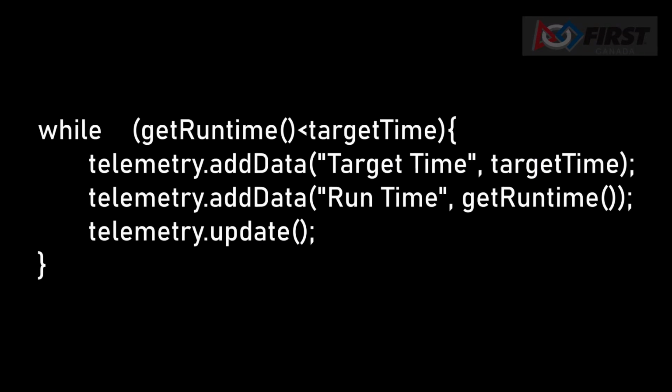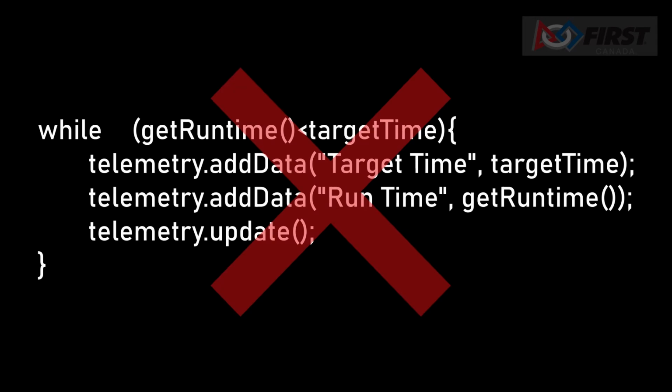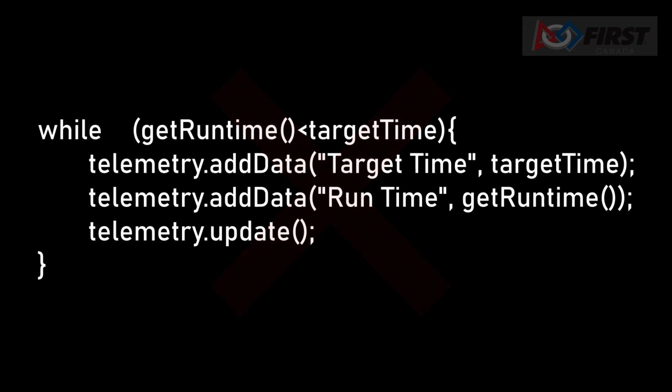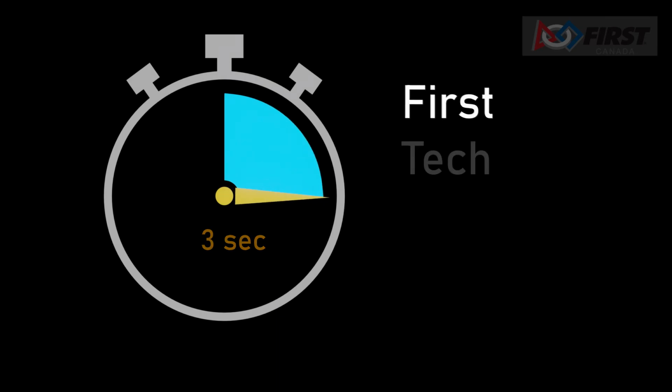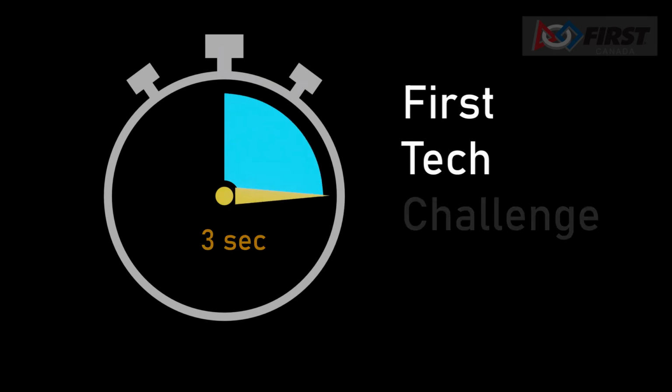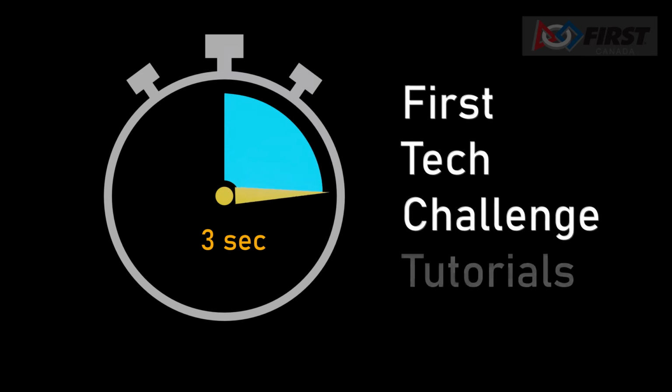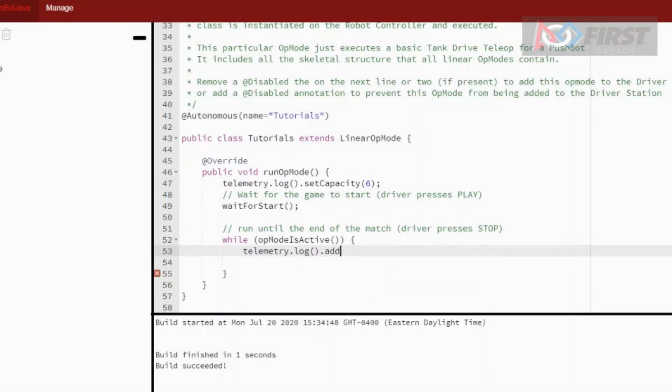The way we delay our code is not ideal. To find out what is wrong with it, let's perform another challenge that will use these delays. For this challenge, we will say the words FirstTech Challenge Tutorials. However, we will do it in this way. After printing first, we will wait for 3 seconds, and then print tech, and then wait another 3 seconds before printing challenge, and then 3 more seconds before tutorials. Seems simple, right? Let's implement it.